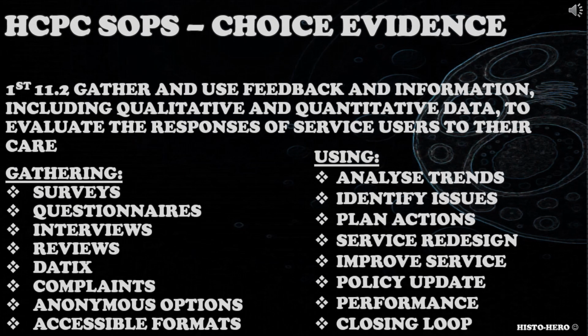These are the HCPC standards that have to be met by those 2 pieces of choice evidence. The first standard is, gather and use feedback and information, including qualitative and quantitative data, to evaluate the responses of service users to their care. Candidate needs to be able to gather and use feedback and information from the service users to evaluate their responses to their care. Can the candidate gather relevant information? Can they use this information to evaluate response of service users to their care? Can the candidate use various forms of information and feedback gathering?